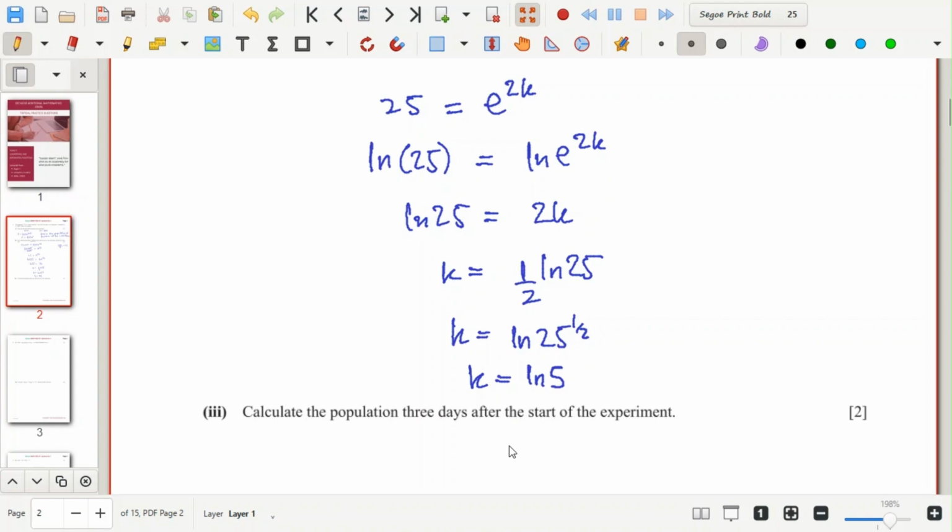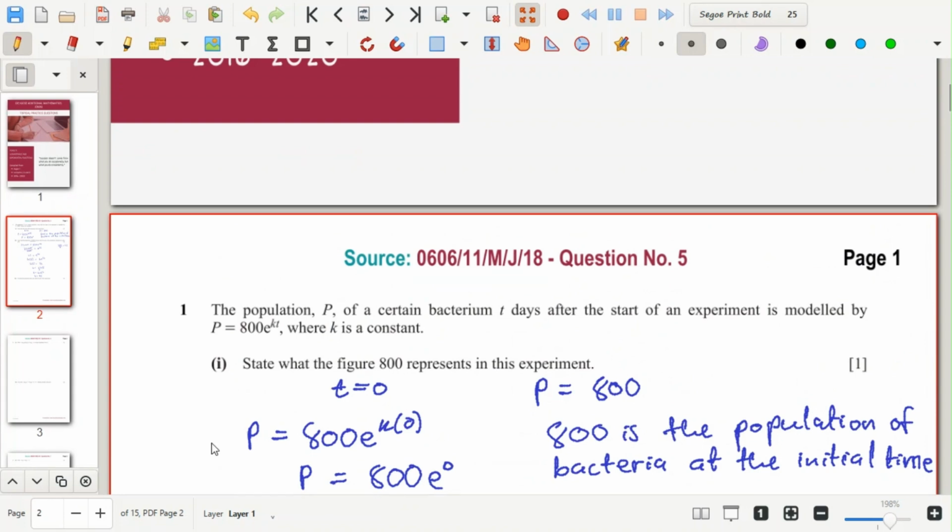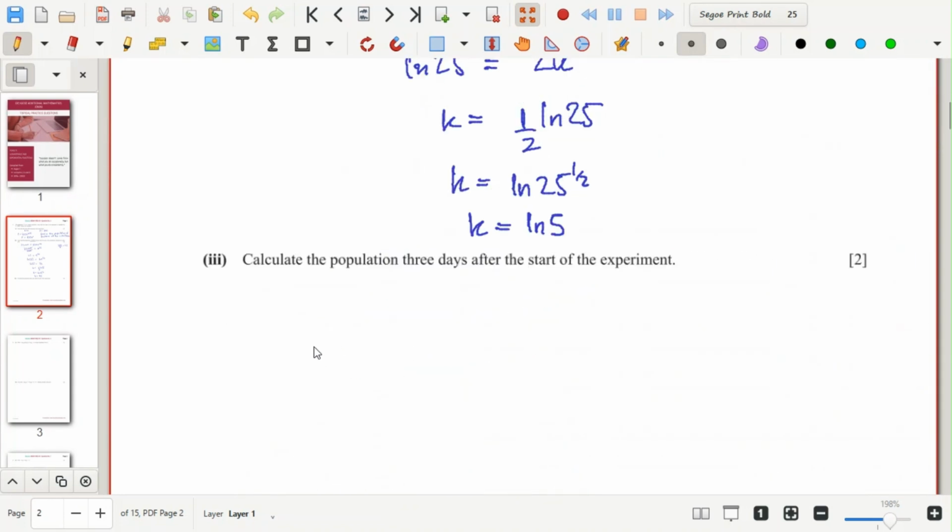Okay. Calculate the population 3 days after the start of the experiment. 3 days. So right now you're looking for p when the time is what? 3. Don't forget that you now know the value of k. So you have 3 times k. K is what? ln 5. Okay.